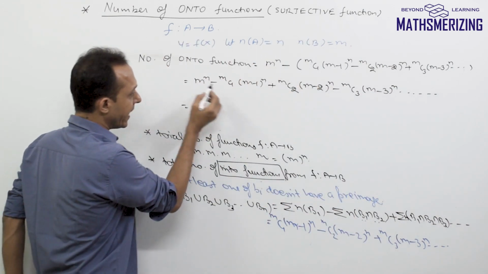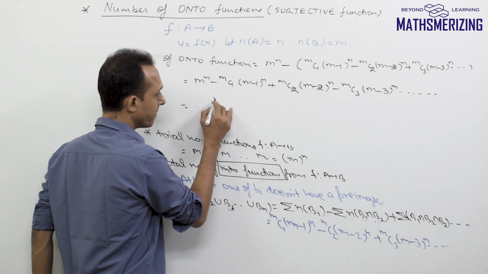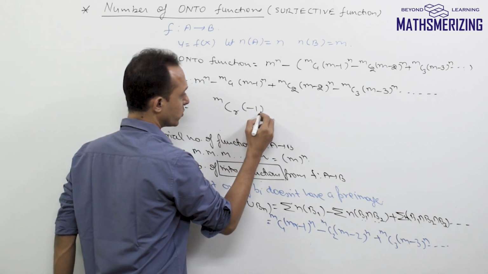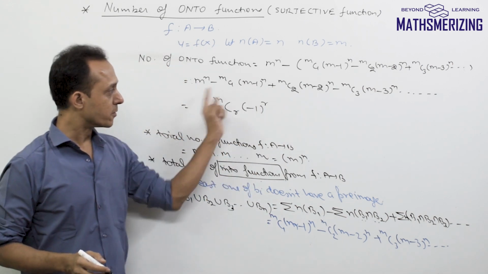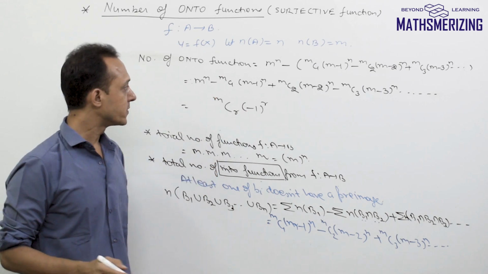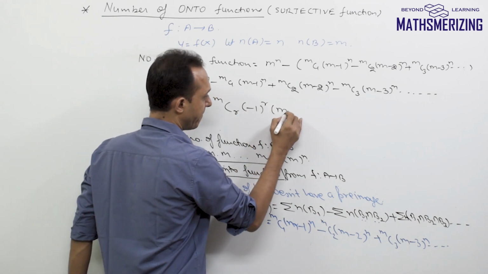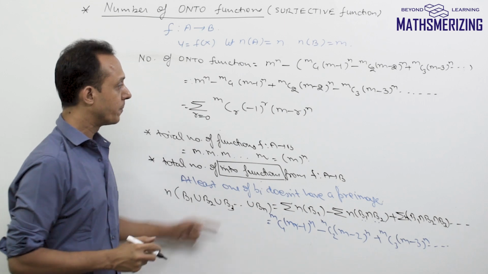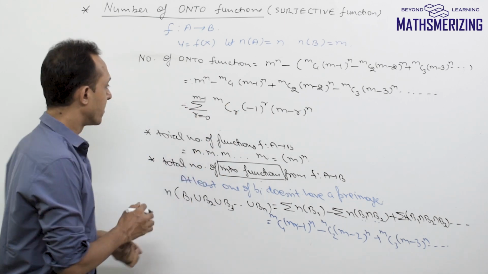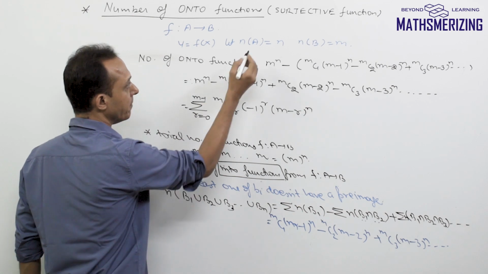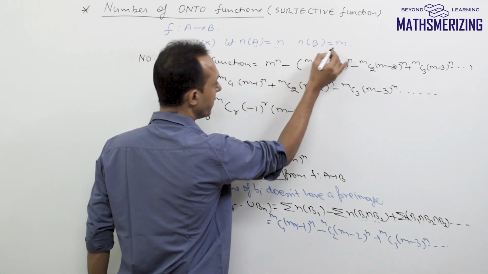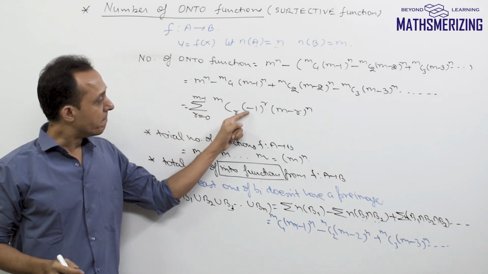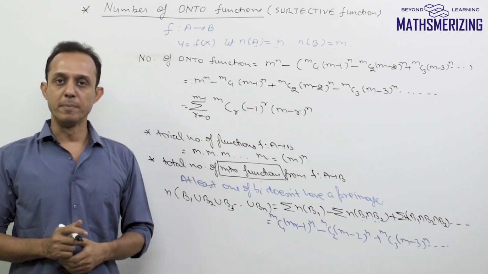So I can write it as mC0, mC1, mC2. So it will be mCr and then (minus 1) to the power r. When r is even, it should be plus, and when r is odd, it should be minus, and then it should be (m minus r) to the power n, where the value of r varies from 0 to m minus 1. The number of onto functions that can be defined from set A to set B, where A has n elements and B has m elements, is given by this formula, which is summation r varies from 0 to m minus 1, mCr (minus 1) to the power r, (m minus r) to the power n.